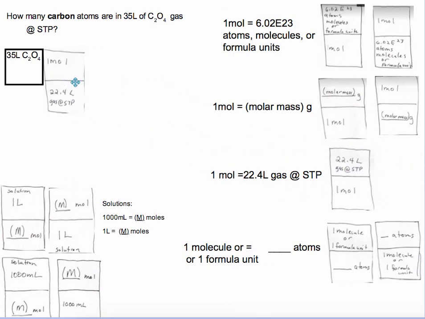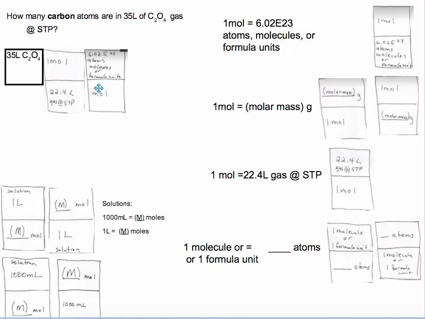Liters is starting off on the top, so we got to put the conversion factor. So liters are diagonal from liters. So we would change to moles. Okay, but it doesn't want moles, it wants carbon atoms. So we have moles here, we have to have moles down here. All right, so we look, well, we don't want to go to grams, we want to go to atoms. So that means we have to use this one right here. Notice how I keep the moles diagonal from the moles.